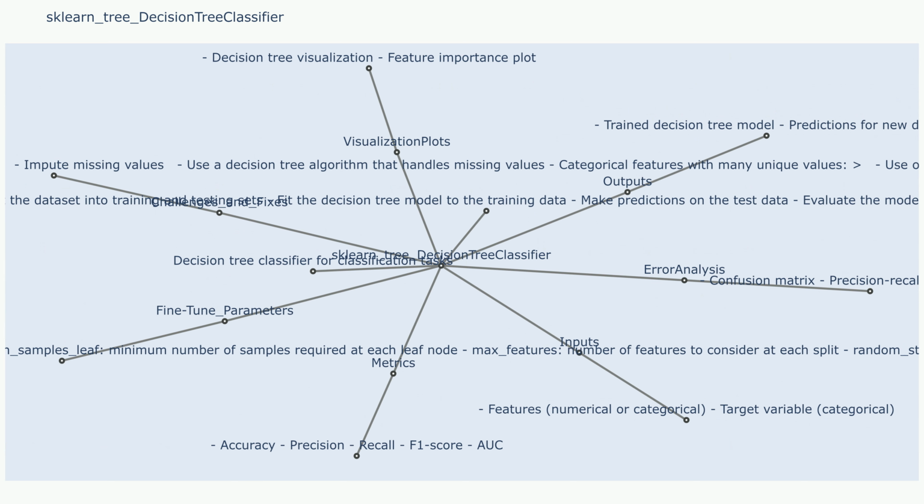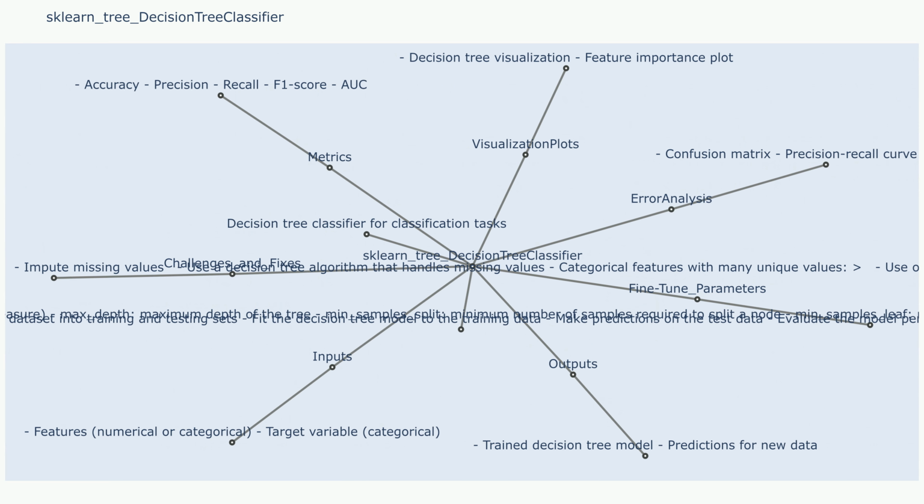Challenge 4: interpretability. Decision trees can be easily interpreted, but understanding the reasoning behind complex trees can be challenging. Sample use case: a very deep tree with many splits can be difficult to understand and interpret. Fixes. Visualization: use tree plots and feature importance plots to visualize the decision tree and understand its structure. Partial dependence plots visualize the relationship between a single feature and the predicted output, providing insights into the feature's influence. SHAP values explain the impact of each feature on a specific prediction, providing insights into the contribution of each feature to the decision.